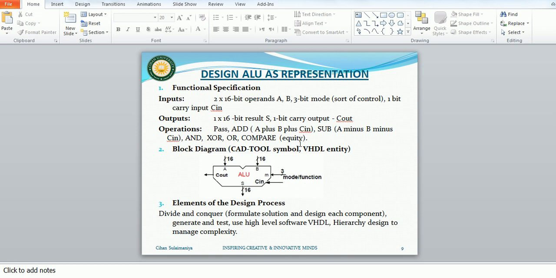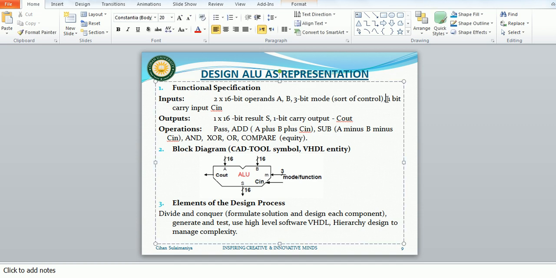Okay, 3-bit mode function. For the output, I do need 1-bit carry out. This is wrong. 1-bit carry out. This is not input, this is out. 1-bit CN, carry in. So CN, this is important, and we are going to find out why we need CN as an input.